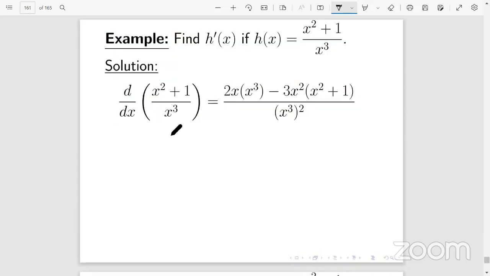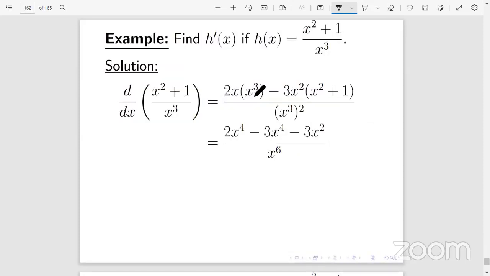So meaning differentiating this quotient, keeping the denominator constant, differentiating the numerator, differentiating x squared plus 1, we just get 2x. Because remember, differentiating x squared, we get 2x. Differentiating 1, we get 0. Now keep the numerator constant, which is x squared plus 1. Differentiating x cubed, we get 3x squared. All over denominator squared. So our denominator is x cubed, so it's x cubed squared. From now, it's just a matter of simplifying.